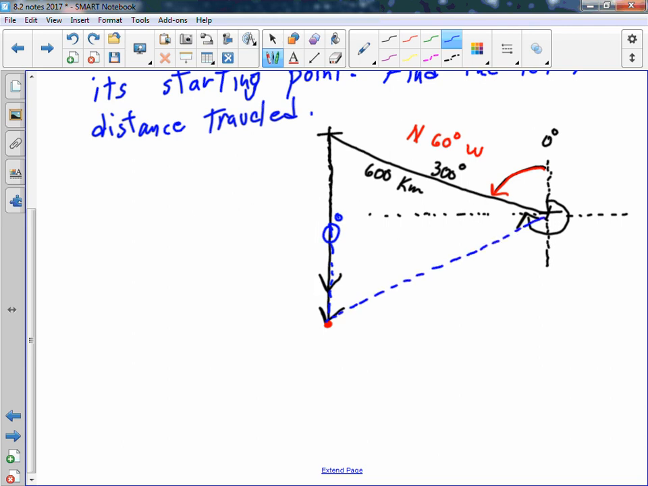And my scale is probably not correct, but that's okay. Now my heading is based off a new north.